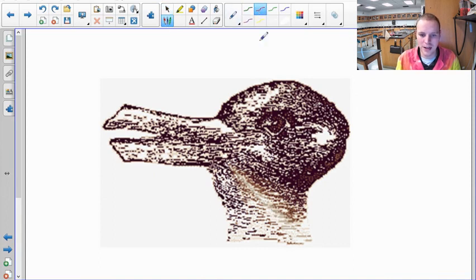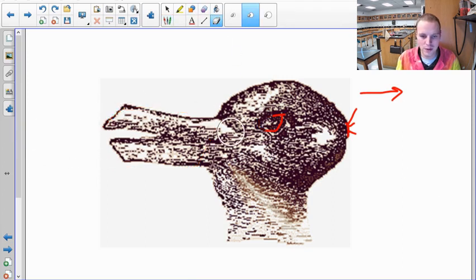So here, I'm looking at this. First thing I see is I see a bunny rabbit. So here's the bunny rabbit's ears right there. Here's its eye. Here's its little nose. Okay, you can kind of imagine little whiskers coming out here. Okay, and the bunny rabbit is looking this way.